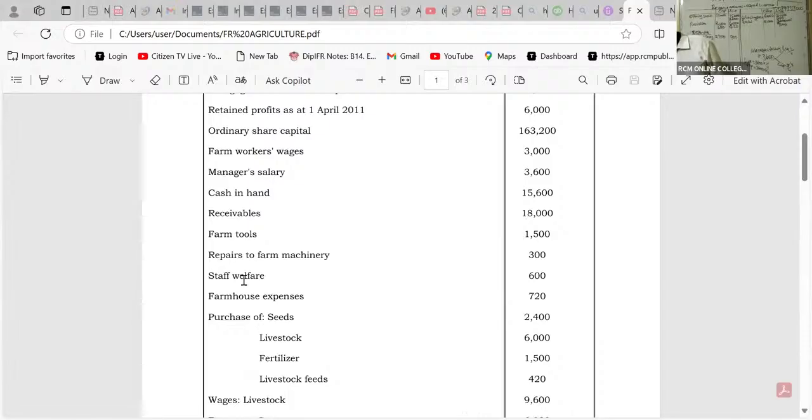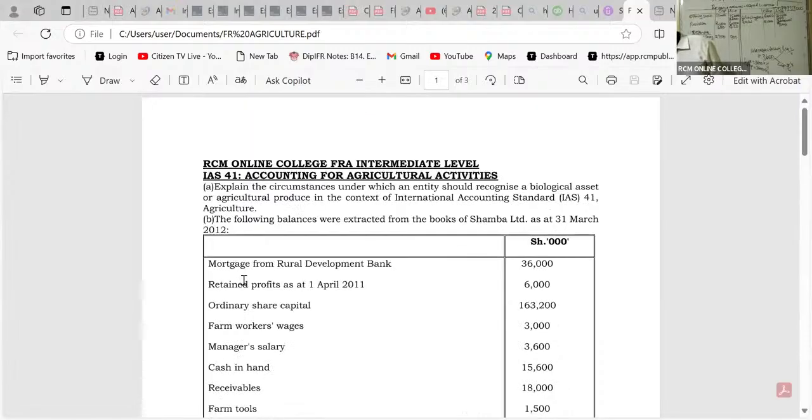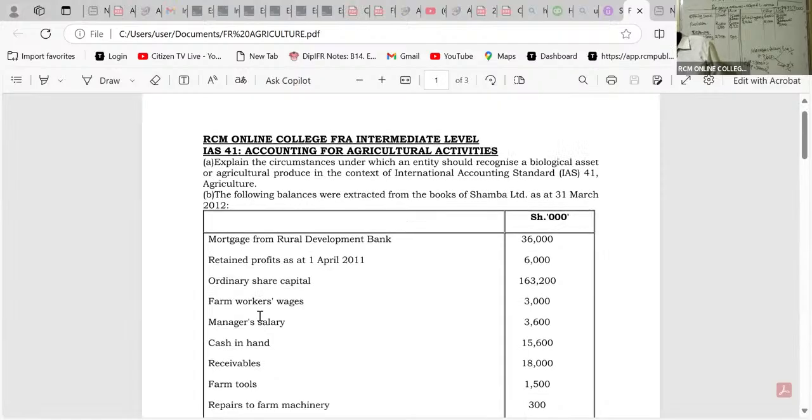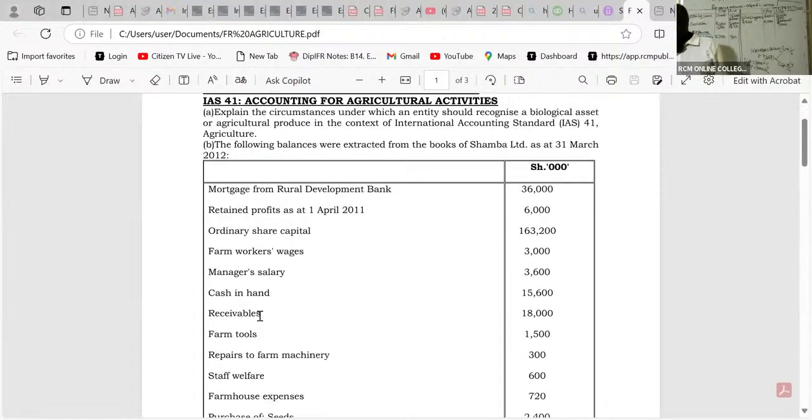So other expenses, just be very keen. We have farm worker wages, leave that out, manager's salary out, cash in hand is not an expense. Receivables will go to the balance sheet, the statement of financial position. Farm tools are our assets in the farm. Then we have repairs to farm machinery, which is very good, but which biological asset does it belong to? It's a general expenditure. This will go to our income statement.